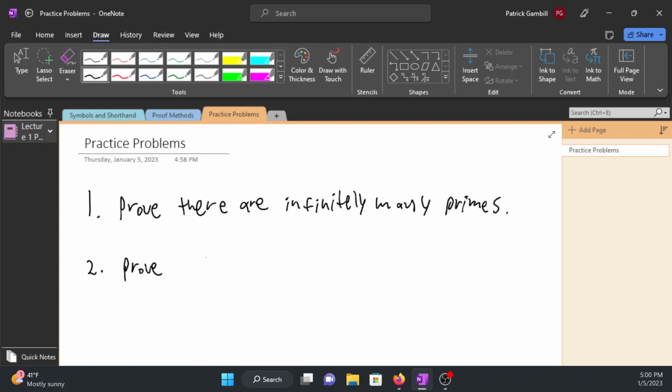Second proof. Prove the square root of 3 is irrational. Irrational meaning it cannot be written as m over n, where m is an integer and n is a non-zero integer.